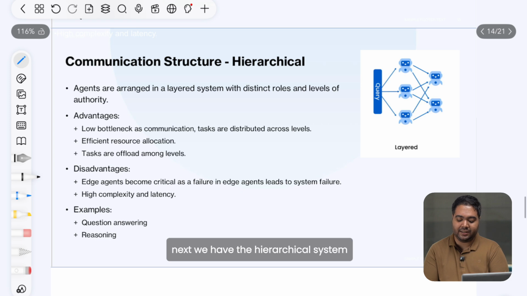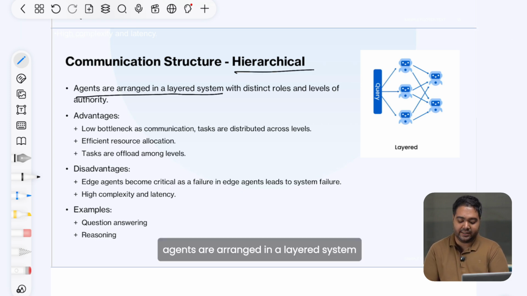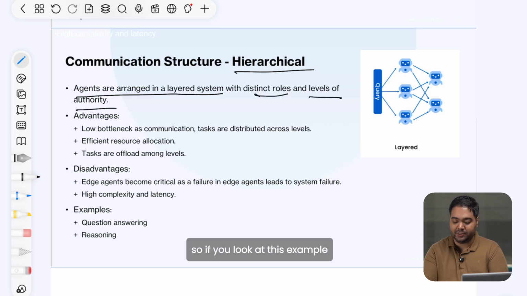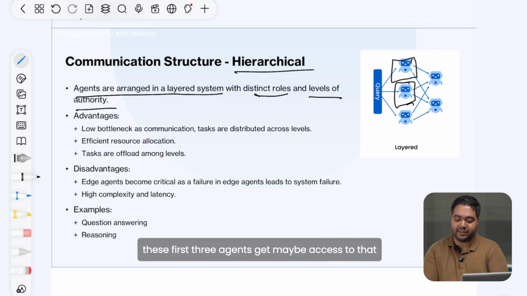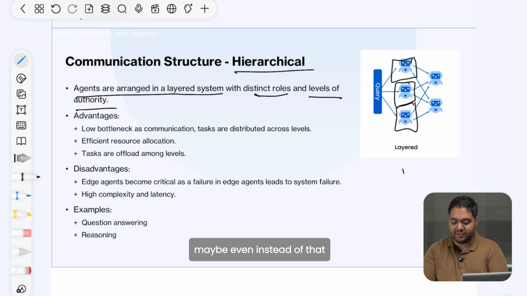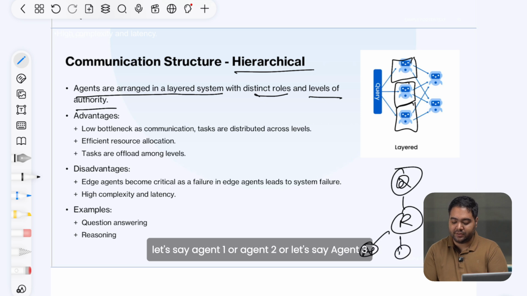Next, we have the hierarchical system. So this is a really good one. Agents are arranged in a layered system with distinct roles and levels of authority. If you look at this example, whenever you send the query, these first three agents get maybe access to that. Maybe even instead of that, you could have the query over here, and you could have a routing agent to send it to, let's say, agent 1 or agent 2 or agent 3. Now in this scenario, this routing agent has the highest authority. It decides whether it goes to agent 1, agent 2 or agent 3.